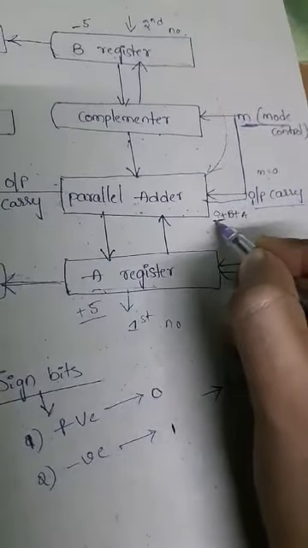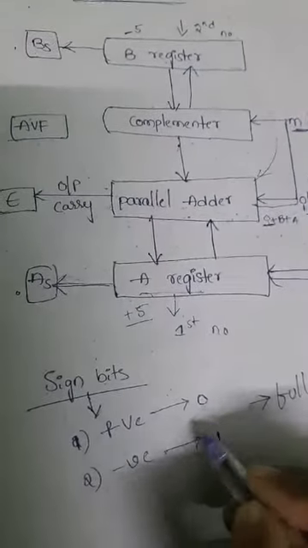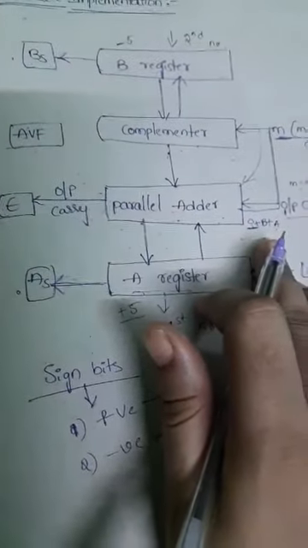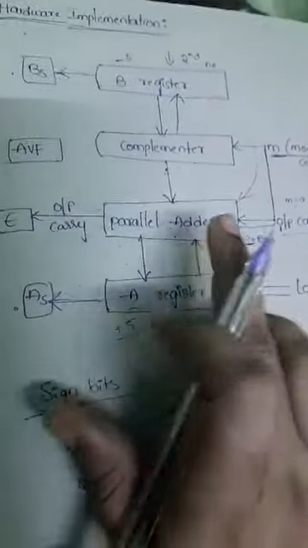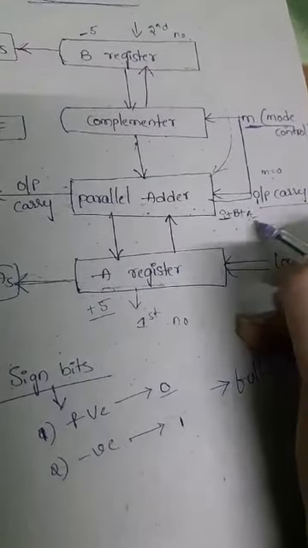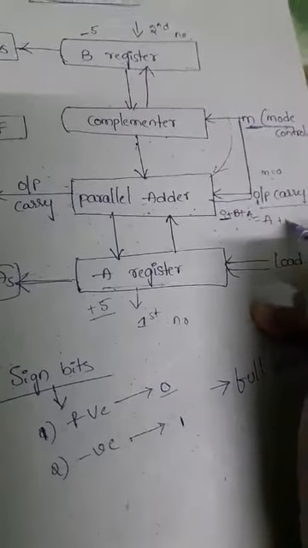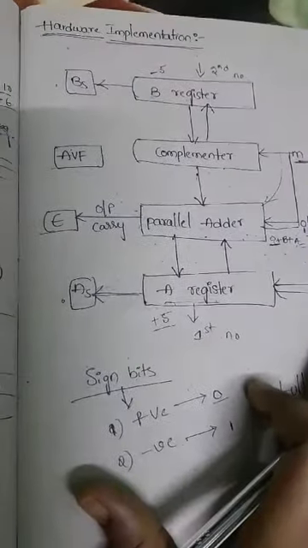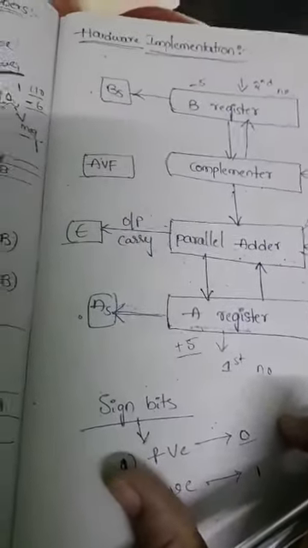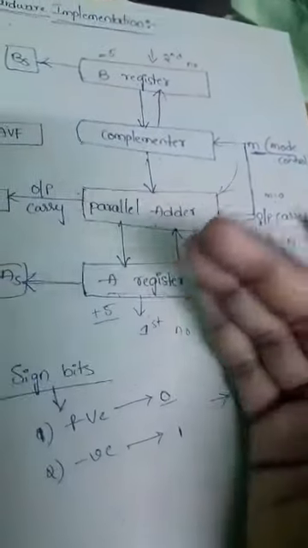What is the 0 here? Positive content, no? So we are getting the addition operation. After the parallel adder gets the information 0 plus B plus A, we get the addition operation, that is A plus B. So this operation we can call the addition operation. Okay, so this addition operation will be performed.